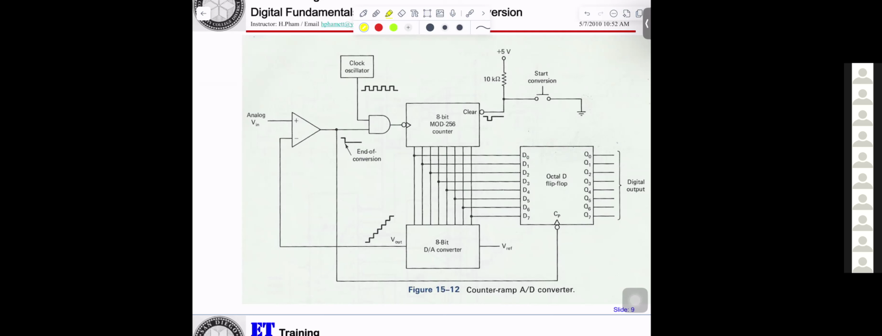Okay, now that is the counter-ramp AD converter. Now we're converting analog to digital. The one we just went through, that means DA converter. And now we're learning the idea about the AD converter.